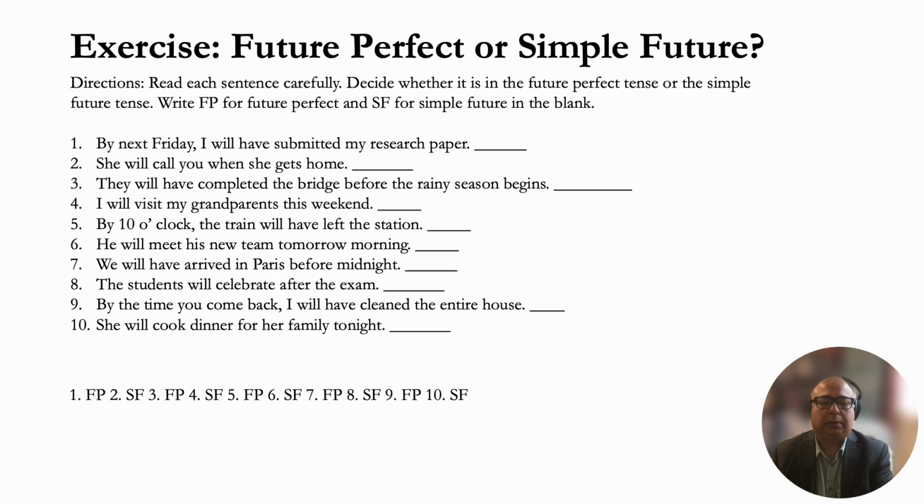Okay, so 1 is future perfect, 2 is simple future, 3 is future perfect, 4 is simple future, 5 is future perfect, 6 is simple future, 7 is future perfect, 8 is simple future, 9 is future perfect, and 10 is simple future. All right, you notice a pattern, right? They're all alternating, future perfect followed by simple future, again future perfect followed by simple future.